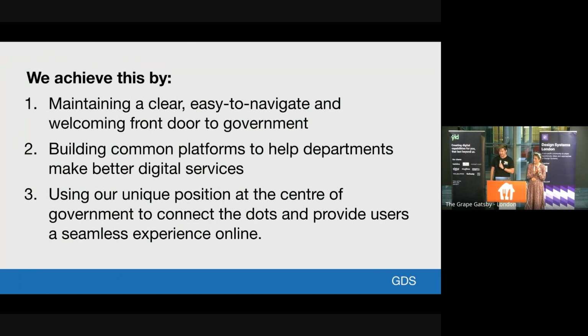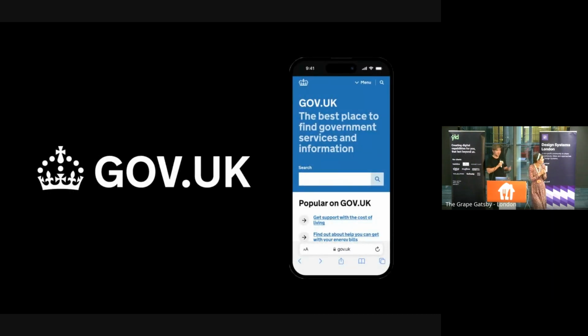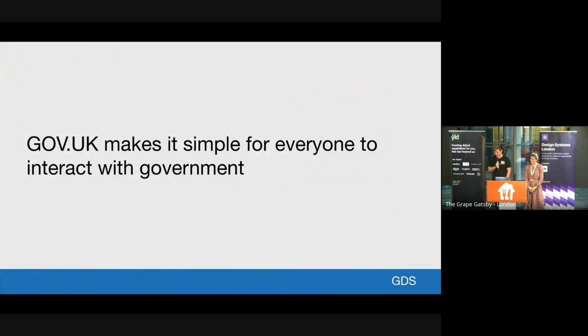One is maintaining a clear, easy to navigate, and welcoming front door to government. The second is building common platforms to help departments make better digital services, such as a design system. And number three is using our unique position at the center of government to connect the dots and provide users with a seamless experience online. The most visible part of this is the gov.uk website and how it presents itself as one website. Of course, it's not that simple. It's not just one website, but it makes it simple for everyone to interact with government.